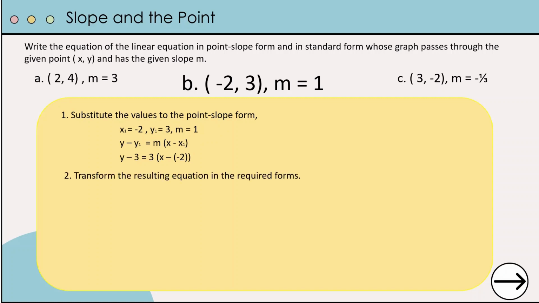Our next step is to transform the resulting equation in the required forms. We have y minus 3 equals 3 times x plus 2. This becomes positive 2 since we distribute the negative sign from the earlier equation. Now, let's distribute 3. So this becomes y minus 3 equals 3x plus 6. Let's put negative 3 on the right side of the equation. This becomes y equals 3x plus 6 plus 3. We simplify, this becomes y equals 3x plus 9, or in standard form, this becomes 3x minus y equals negative 9.